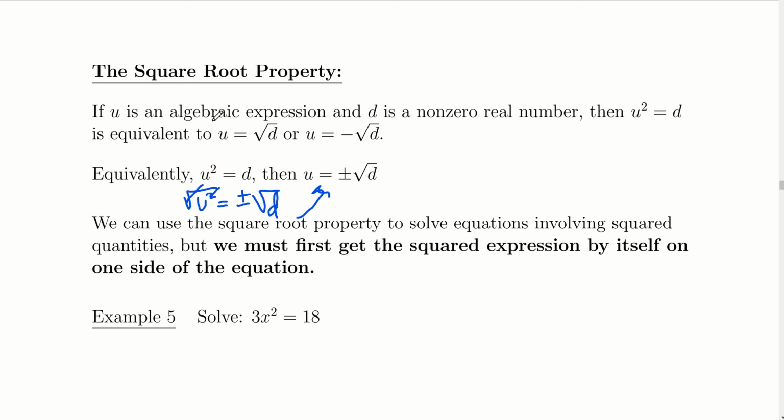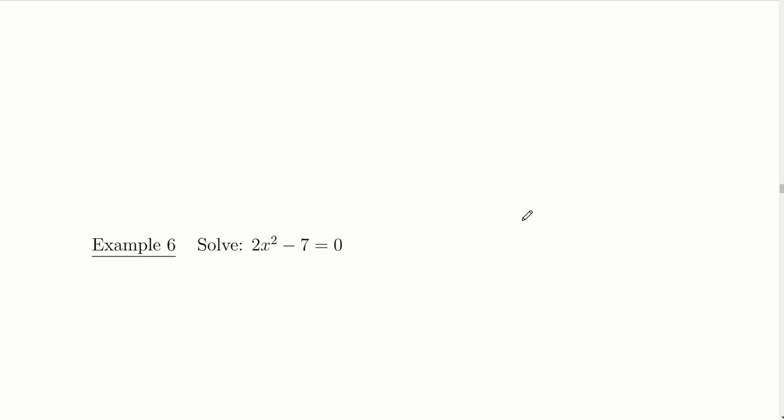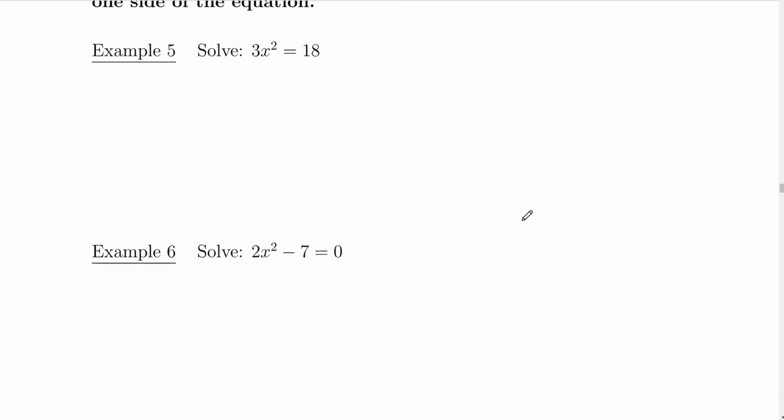It's important that whenever you want to apply the square root property, you have to get the square term by itself first, and typically we do this when the x to the first power term is missing. A classic example of this would be number 5. We notice that there's 3x squared equals 18. There is no x to the first power term. So let's begin by isolating the x squared. We can divide both sides by 3. The 3's cancel. We get x squared equals 18 divided by 3, which is 6.